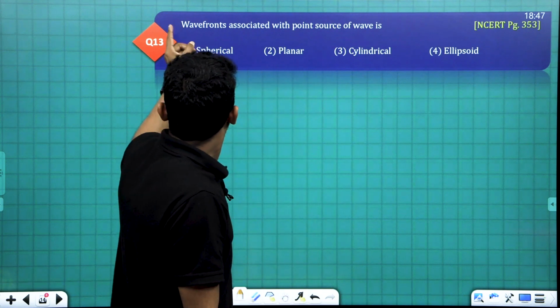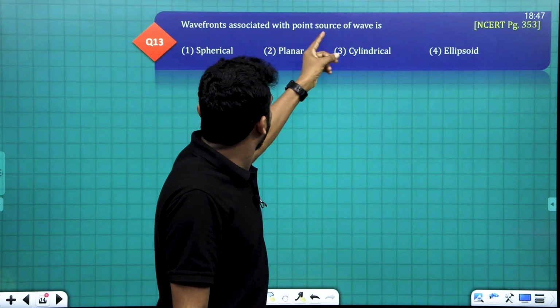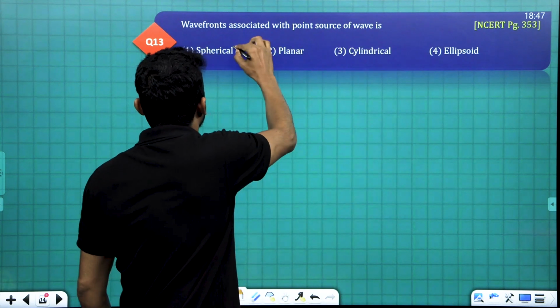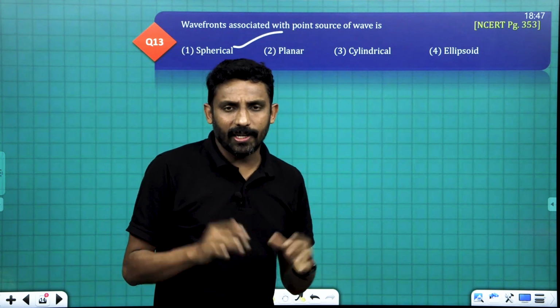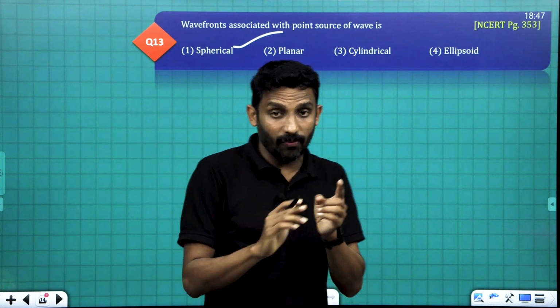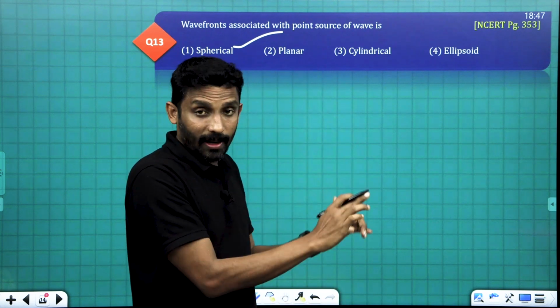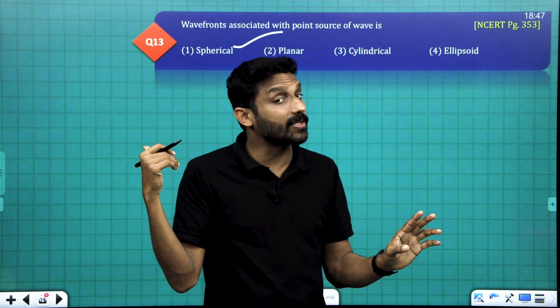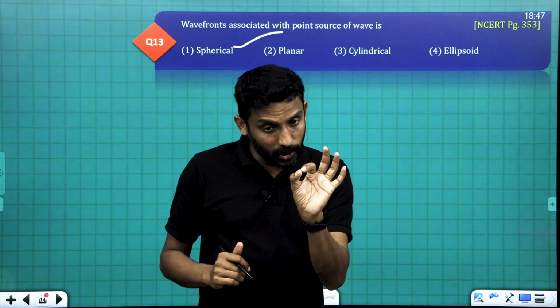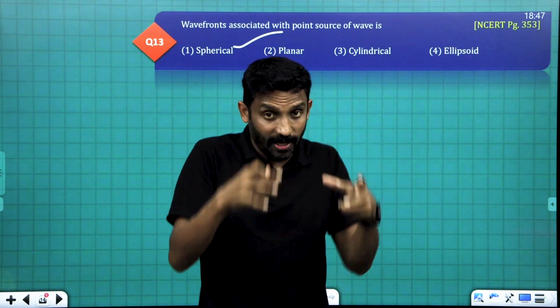13th. Wavefronts associated with point sources of wave are spherical. Point source spherical, linear source cylindrical. And if the source is at a very large distance away, the wavefront will be a plane wavefront. Okay. Point source spherical, linear source cylindrical.